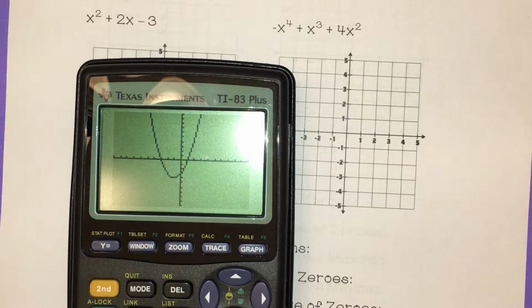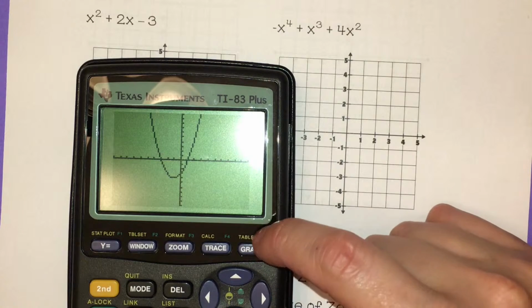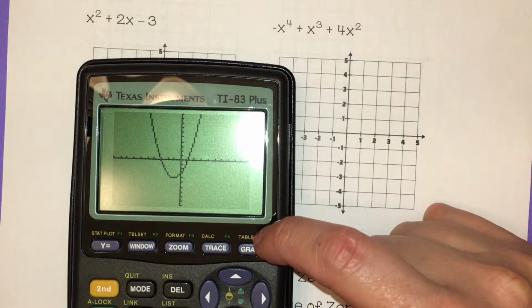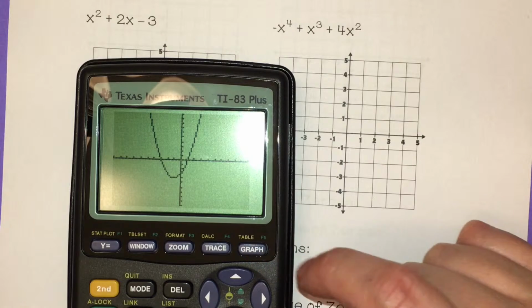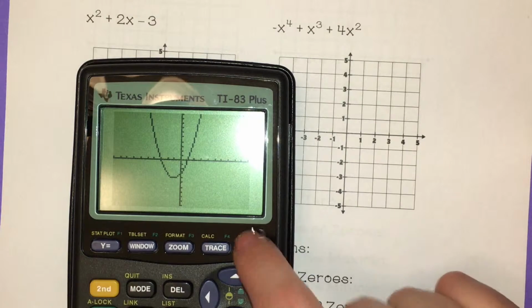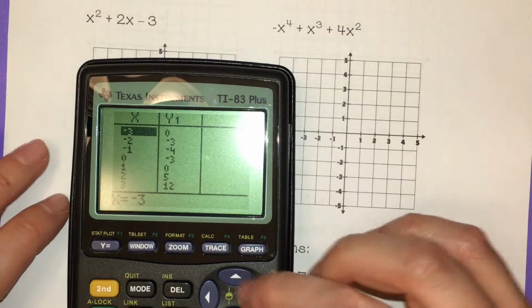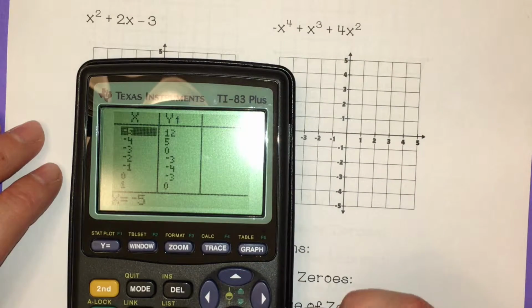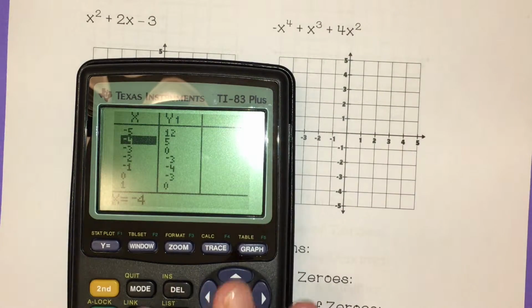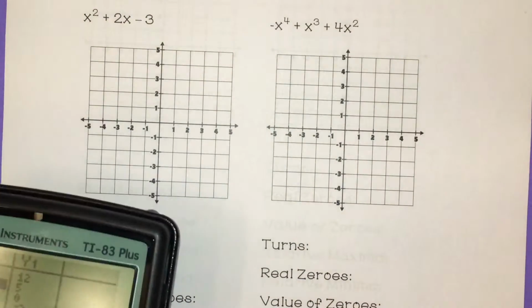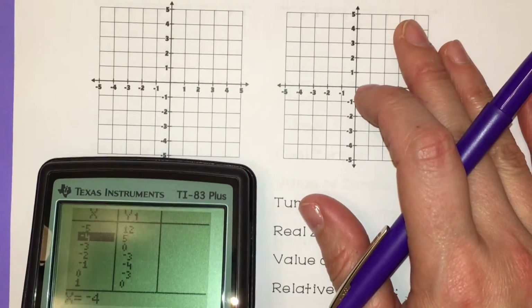Okay, I can kind of see what the graph looks like, but I can't tell exact points. It's kind of difficult. So most graphing calculators have this table listed here. That's my second function of graph. So I'm going to hit second table. And now I can really identify what the values of the points are. So I'm just going to use this to graph it.